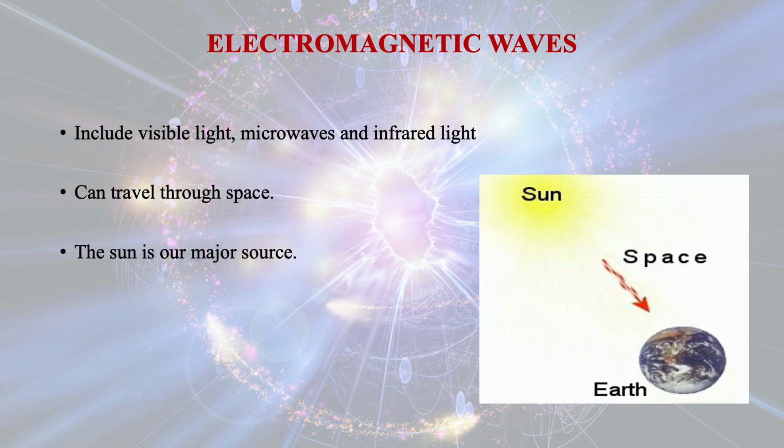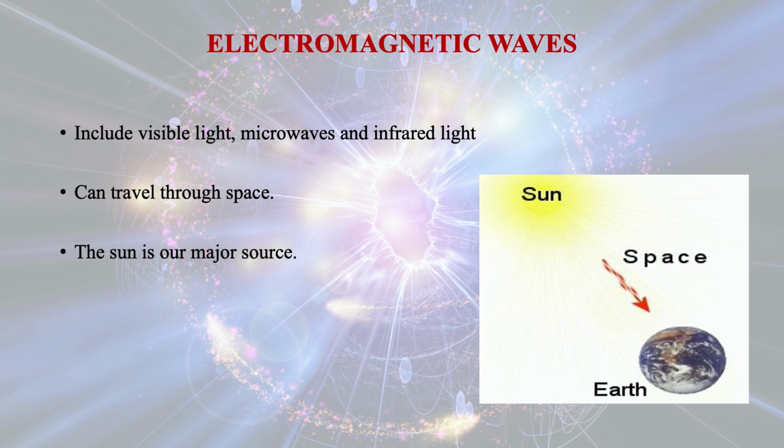Now, electromagnetic waves include visible light, microwaves and infrared light, and that comes from the sun and can travel through space. The sun is our major source for getting this electromagnetic waves as an energy. Now you see from the picture that we are getting energy due to the electromagnetic waves coming out from the sun and earth, and mostly we are using this, and we will not survive if the solar energy is not available to us.